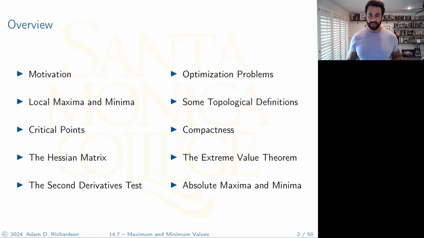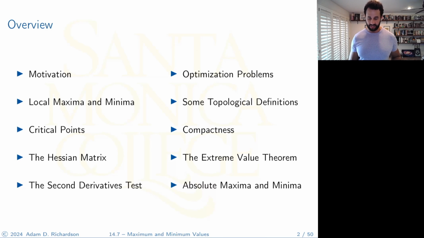Okay, so here's the overview. We're going to talk a little bit about the motivation for this. We'll define and locate local maxima and minima. We will talk about critical points. We're going to introduce this object that's called the Hessian matrix, or just the Hessian for short. And then that will lead us to what's called the second derivatives test. That's going to help us determine if a critical point is a maximum or a minimum or a saddle point. Then we will do at least one example of an optimization problem.